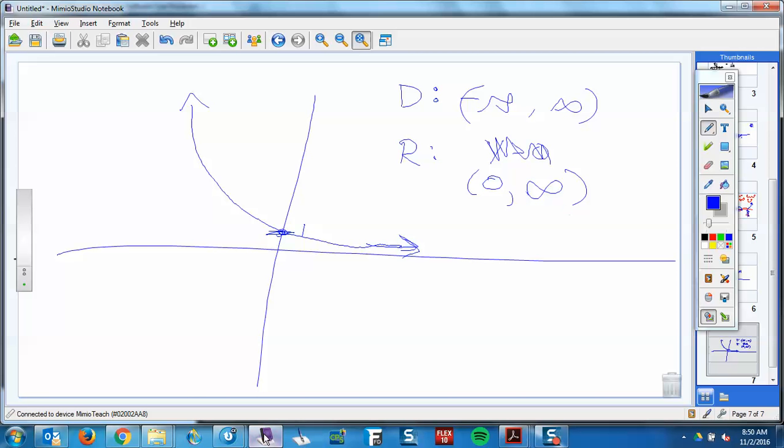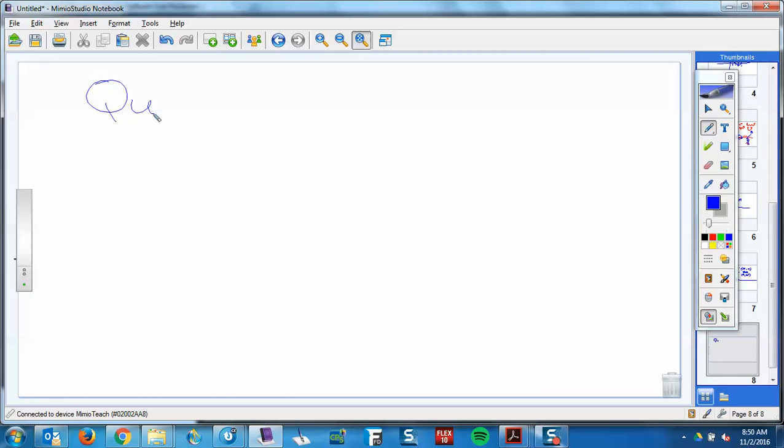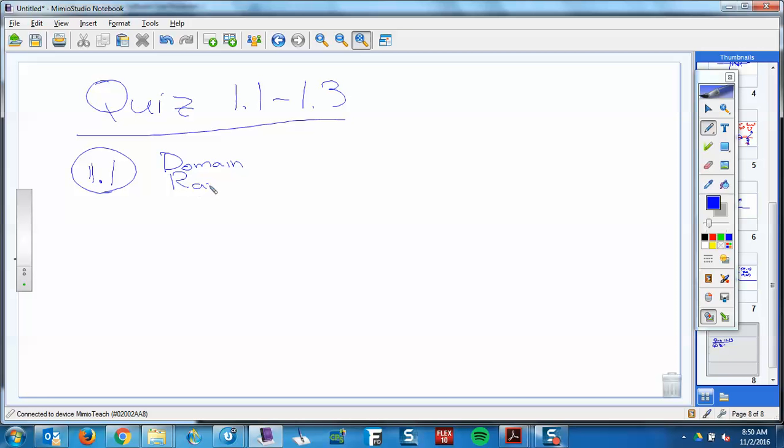Let's talk about the quiz. We've done a lot of review, really, as you think about what we've been doing here. Section 1.1: domain, range, piecewise. Don't forget about a circle, x minus h quantity squared plus y minus k quantity squared equals r squared.